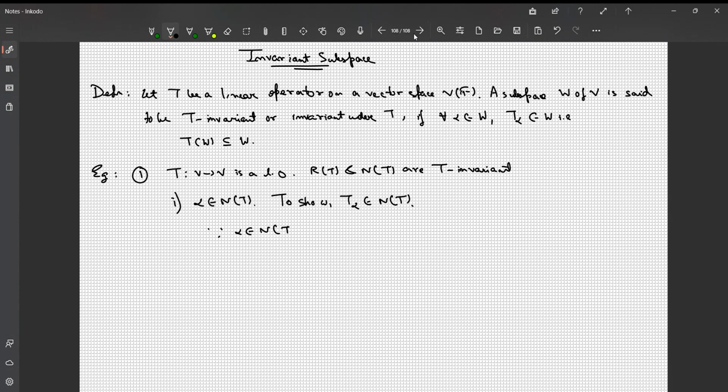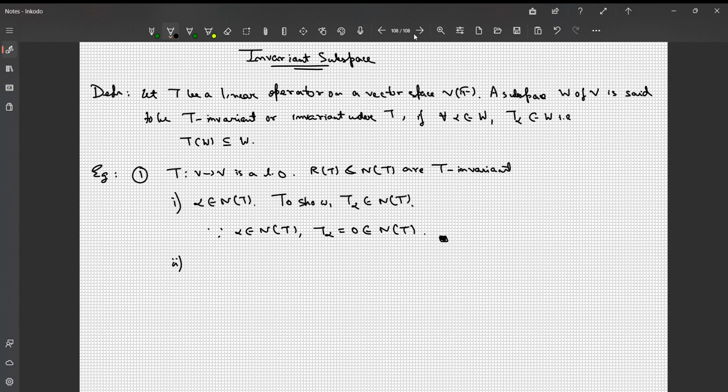Now, since alpha is in the null space of T, then T of alpha is equal to 0. But the null space is a subspace, so 0 must be inside the null space. And so that's proved. Because for any element you take from the null space, its image will be equal to 0, and 0 is an element of the null space itself. So T of alpha is inside the null space for all alpha being an element of the null space, right?